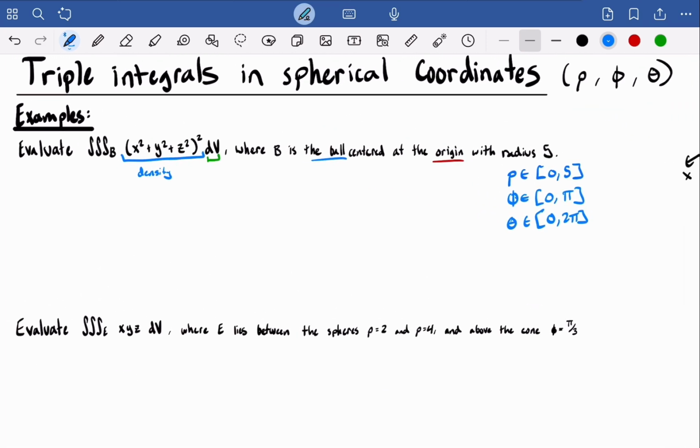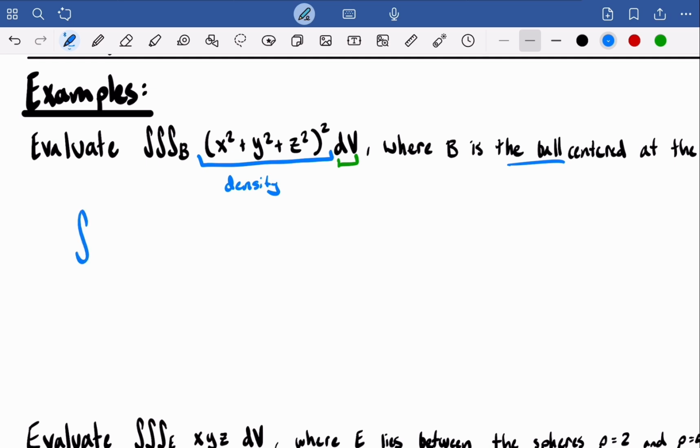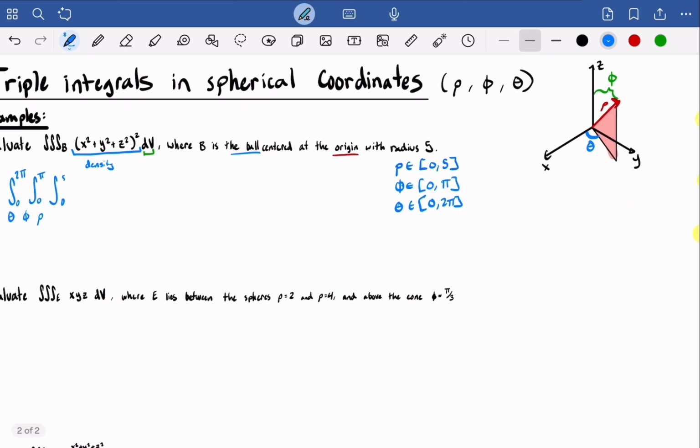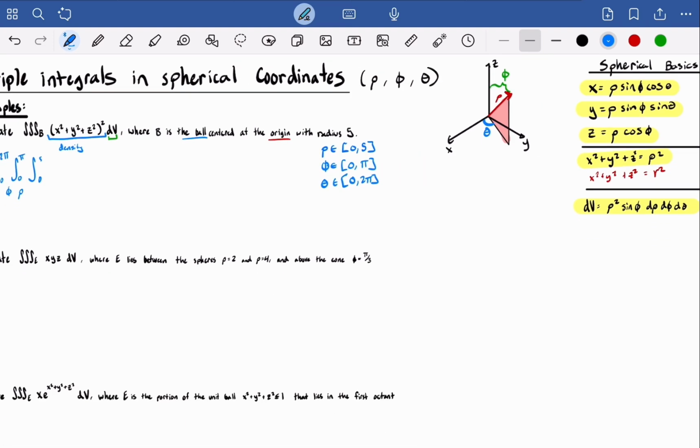So what we're going to do now, once we have our bounds, is start setting up our integral. The way we're going to set it up is theta, phi, and rho. For theta, we said we had 2 pi to 0, then pi to 0, and 5 to 0. Now inside we have our density equation, which we're going to have to translate. We can't have the Cartesian in the spherical integral.